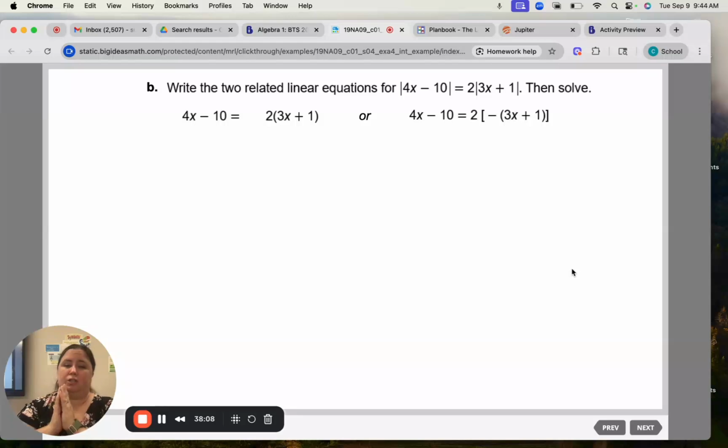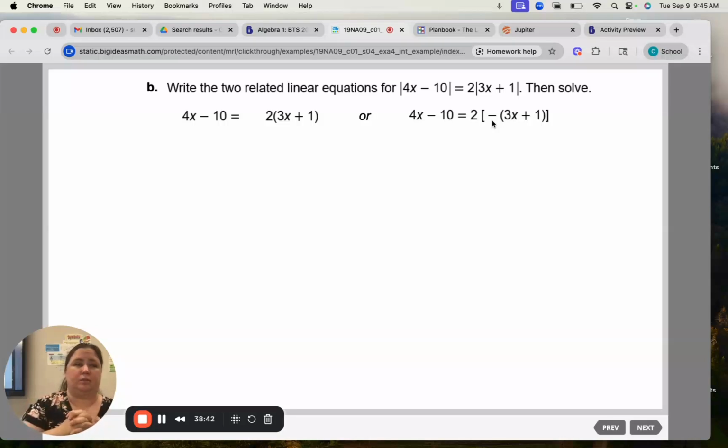And then our second equation, we still write 4x minus 10. Remember, we have to apply the negative, but the negative only applies to everything in this absolute value. So you see here, they wrote the 2 first, and then they wrote the negative to apply to everything. If you were to distribute that negative, it would be -3x minus 1, correct? We're adding that negative in there. Remember, we're doing a positive version of the equation and a negative version of the equation. So we have 2 versions we're solving.